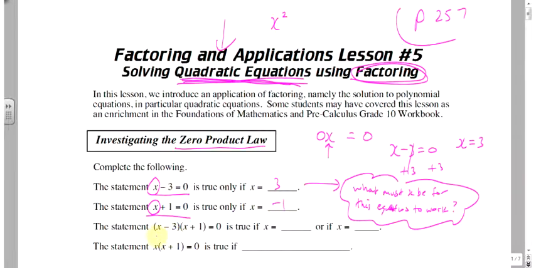Okay, let's put these both together. If this is 0, I don't care what this is. When I multiply by 0, it's equal to 0. So, if this is 0, what must x be? 3. Likewise, if this is 0, I don't care what's in these brackets. Anything times 0 is 0. So what does x need to be here for this to be 0? -1.